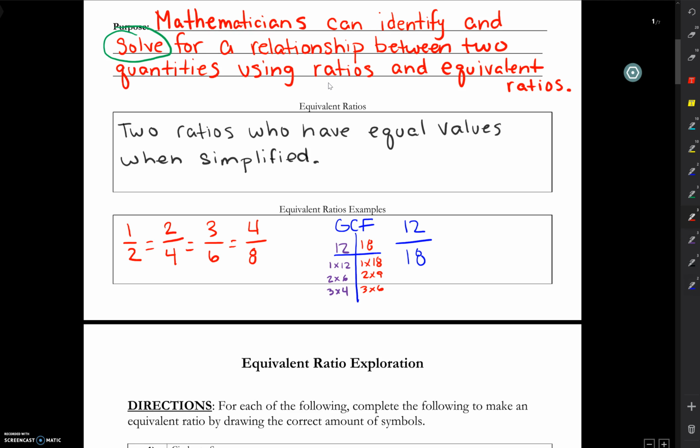So the values that they have in common, they both have a 1, they both have a 2, they both have a 3, they don't have a 4, they both have a 6, they don't have a 12, they don't have a 9, and they don't have an 18. So the greatest common factor would be 6. And so we would divide both the top and the bottom by 6, and we would get 12 divided by 6 is 2, and 18 divided by 6 is 3. So these two are equivalent ratios.